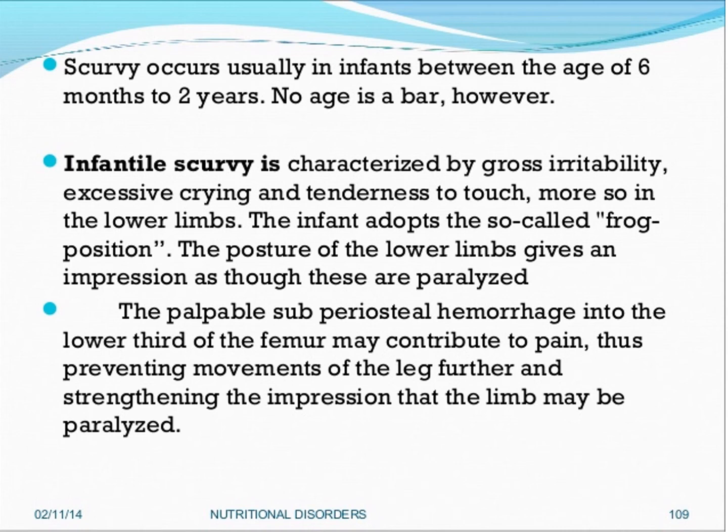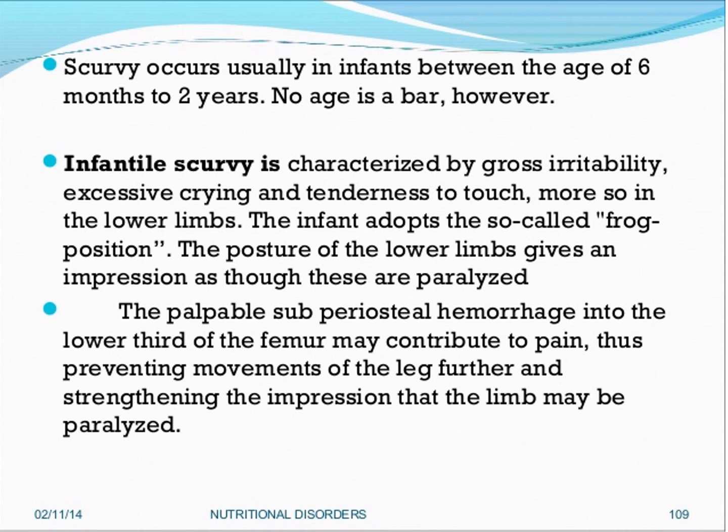The infant adopts a so-called frog position. The posture of the lower limbs gives an impression as though these are paralyzed, right? And this is caused by that malformation. We also have palpable subperiosteal hemorrhage into the lower third of the femur, which may contribute to the irritability because it causes pain, thus preventing movements of the leg and further strengthening the impression that the lower limbs may be paralyzed, right?